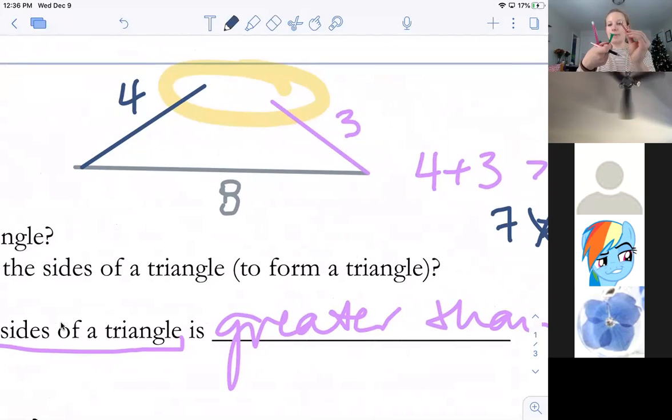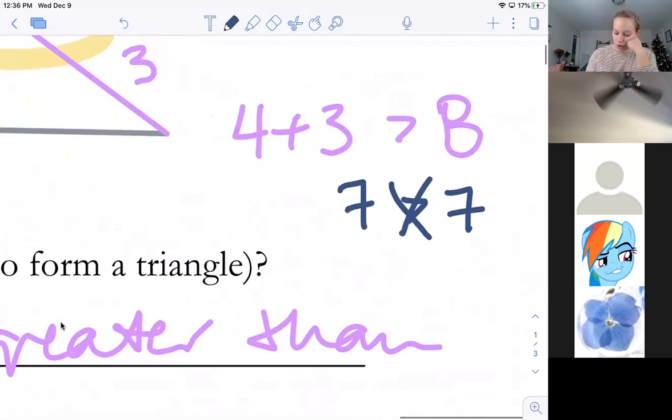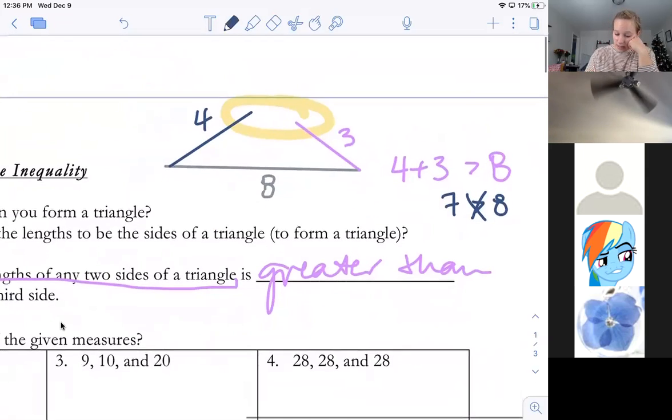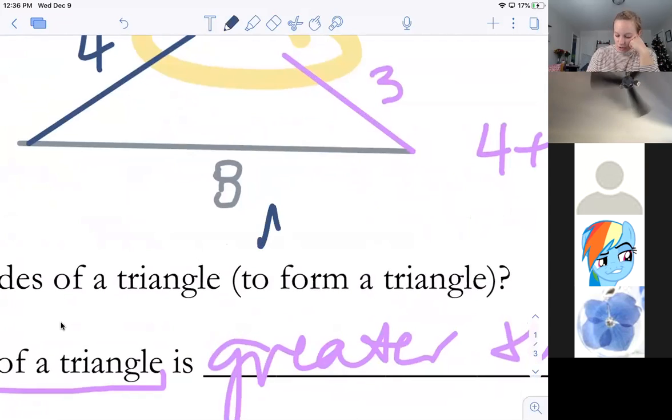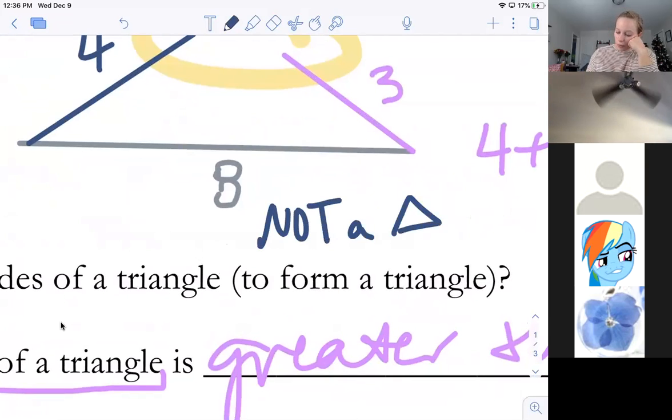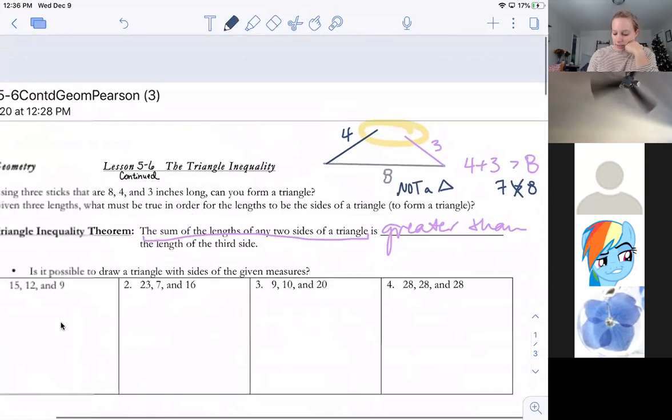fertilizer stick, a cap, and a pencil to show that I can make a triangle if I have segments of 4, 3, and 8. And what Ava just helped me show is that 3 plus 4 is 7, and 7 is not greater than 8. So that's not a true statement. This is not a triangle. There's no way to form a triangle with sides that are 4, 3, and 8.